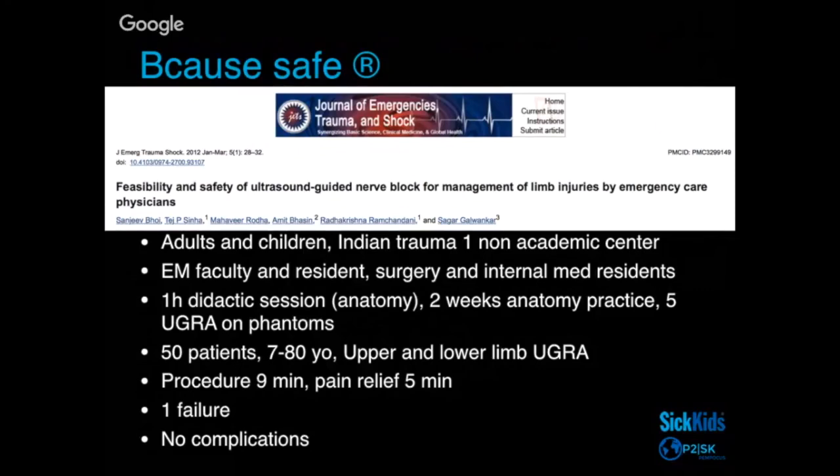So it looks like it's actually safe to use the ultrasound, and it's actually even safer than not using it. So here, it's a study that was done in India in a trauma center level 1. They get approximately 50,000 admissions a year, and it's children and adults. So their patients were from 5 years old to adults. They got 50 patients, and doing blocks for these patients was efficient. The procedure would take 9 minutes. They got a very good pain relief that was usually there within 5 minutes. They got only one failure because they didn't inject the medication close to the nerve, and no complication at all.